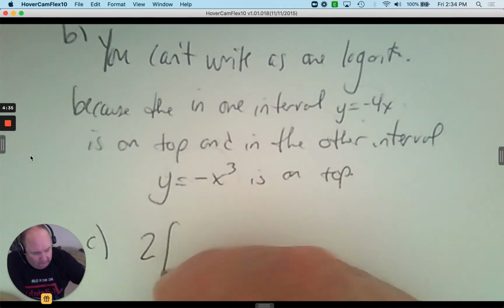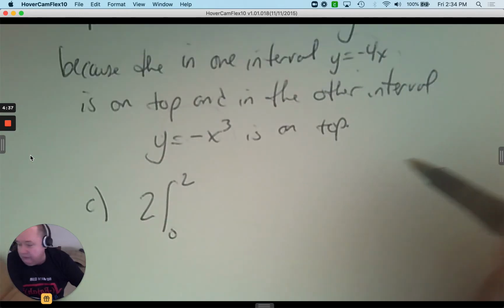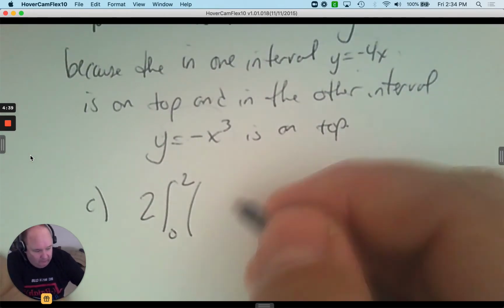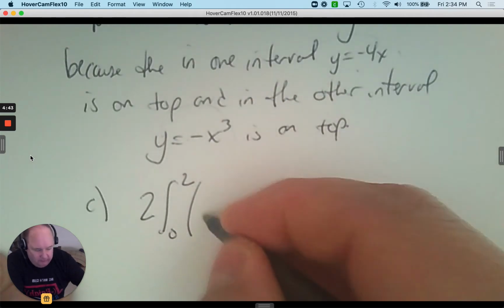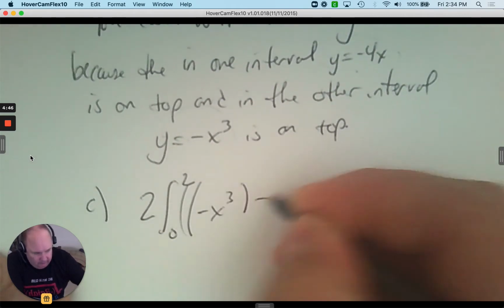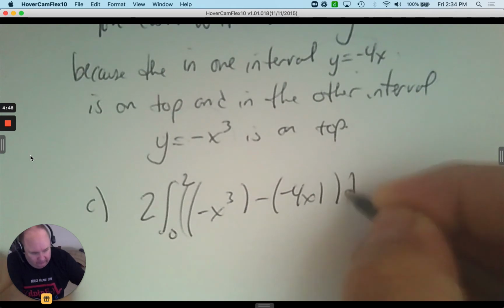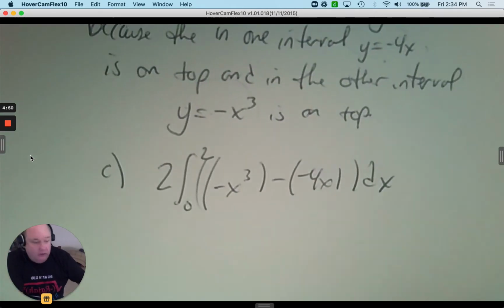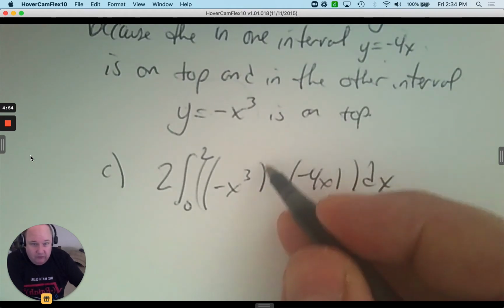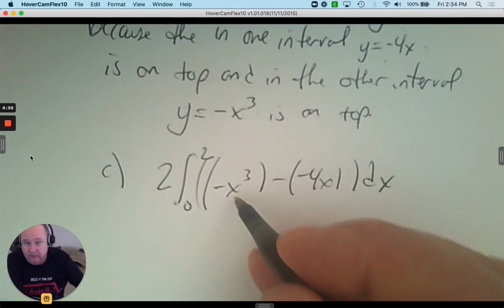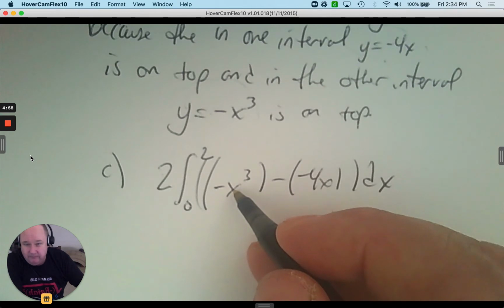If I double this and go from 0 to 2, you could write it with the cube on top, and then the line underneath. You could also go from negative 2 to 0 and double it, and then you'd have to switch it, because on the left side, the line is on top and the cube is on the bottom. All right.